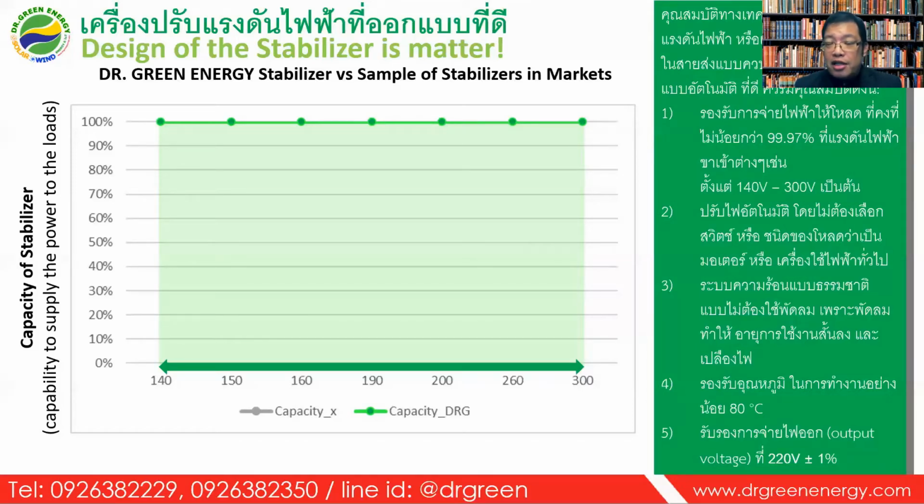At this temperature level, the stabilizer should be working easily and has to support at least 80 degrees Celsius, because this is equipment used with electrical power. And you use it all the time, 24 hours, 7 days, all the time. So it should be designed with very high reliability to support the loads.